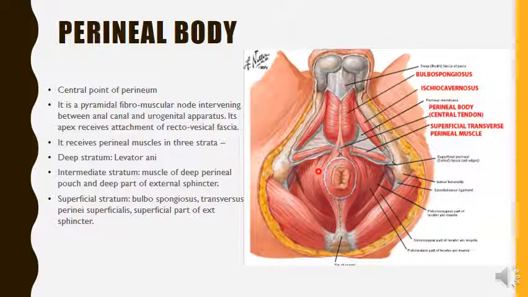So 3 layers: the deeper levator ani, the intermediate muscle of the deep perineal pouch, as well as the deep fibers of the external anal sphincter. And on its superficial aspect or superficial stratum, we'll see the bulbospongiosus, transversus perineae superficialis, or superficial transverse perineal muscle, and superficial fibers of the external anal sphincter. So this is about the perineal body. Most of the times this perineal body is asked as a short note question, wherein you have to write its location, what it is, and what are the muscles inserted into it.